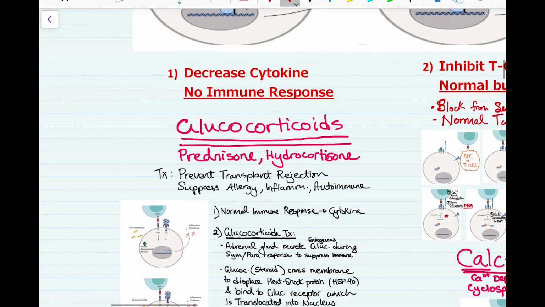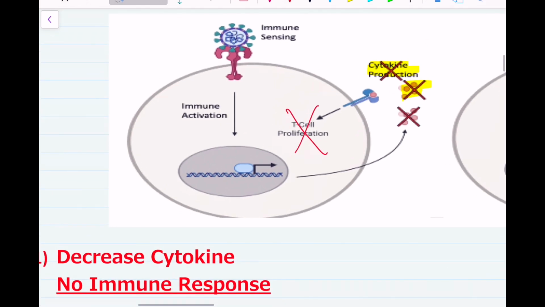At first, we will talk about all the mechanisms. Like we said, the first one is decreasing the cytokines. Second is inhibition of the T cell activation. Third is total T cell depletion. And fourth is inhibition of the cell proliferation.